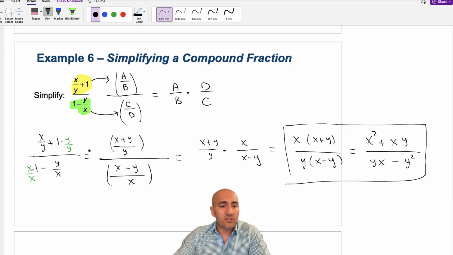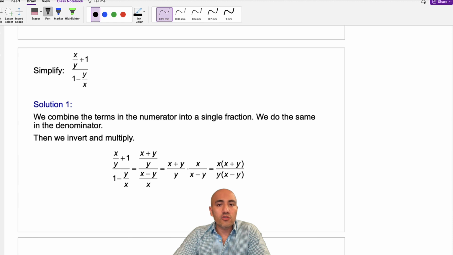Okay, so this strategy is this one. Deal with them kind of separately and figure it out later. Deal with them separately, rewrite the numerator as a fraction, rewrite the denominator as a fraction, and then use this process to simplify. Here is the solution provided by your author using this technique, right?